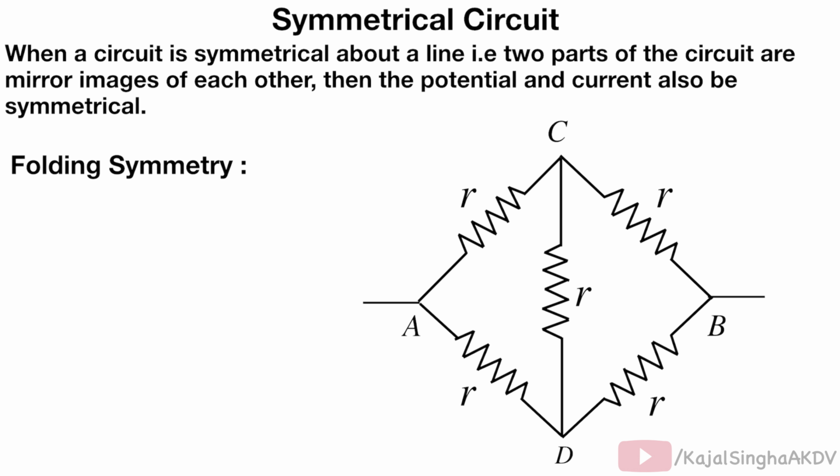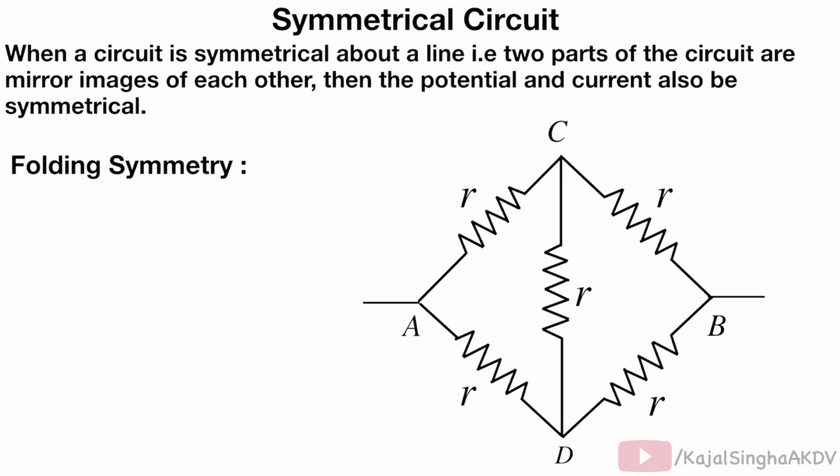Here a circuit is given. We can easily analyze the circuit and calculate the effective resistance between points A and B by using the Wheatstone bridge principle. But we will do this using folding symmetry. So, as we are told to calculate the effective resistance between points A and B, we will draw a line through these 2 points and check if the circuit is symmetrical about this line.